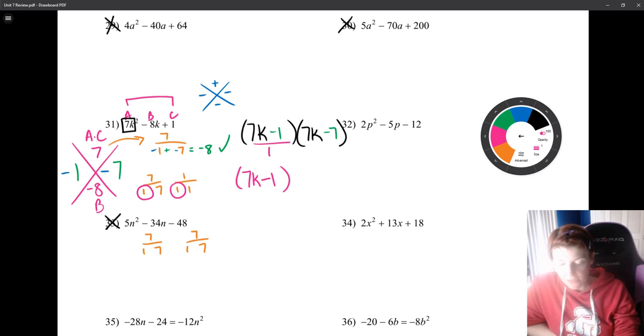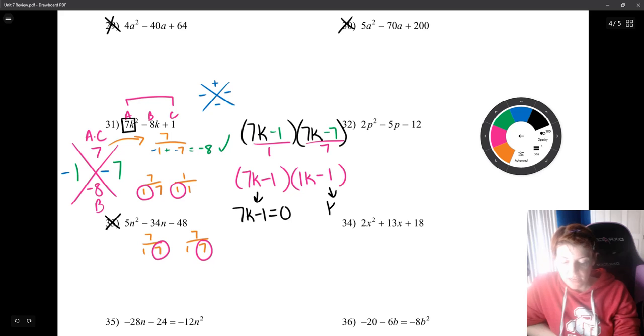In our second one, they both have a 7, so we're going to divide both numbers by 7. So 7k divided by 7 is 1k, or just k. -7 divided by 7 is -1. And now we're going to take each piece. 7k minus 1 equals 0. 1k, or just k, minus 1 equals 0.